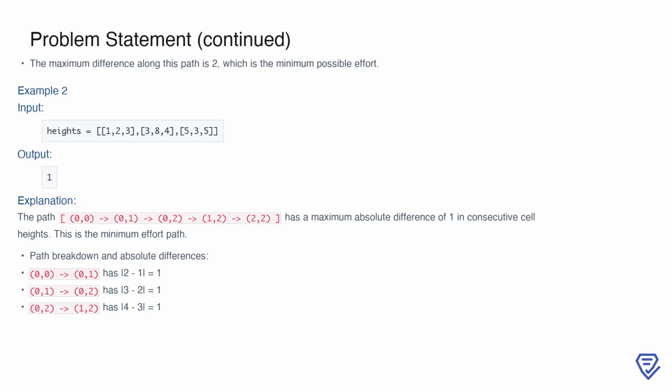For the grid heights equals [[1,2,3],[3,8,4],[5,3,5]], the output is 1. This time, the path (0,0), (0,1), (0,2), (1,2), (2,2) achieves this. As we analyze the differences step by step, (0,0) to (0,1) gives 2 - 1 = 1, (0,1) to (0,2) gives 3 - 2 = 1, (0,2) to (1,2) gives 4 - 3 = 1, and finally (1,2) to (2,2) gives 5 - 4 = 1. In this path, the maximum difference is just 1, which is the minimum effort required.